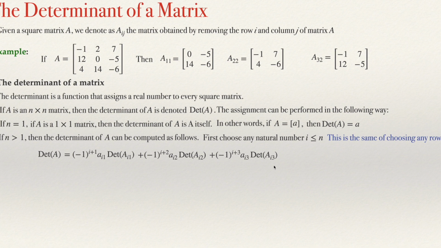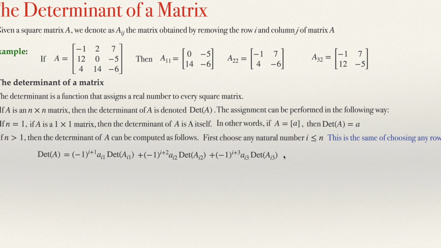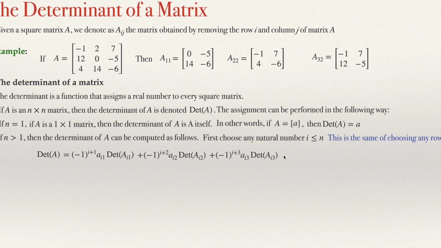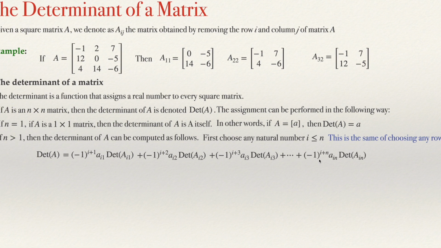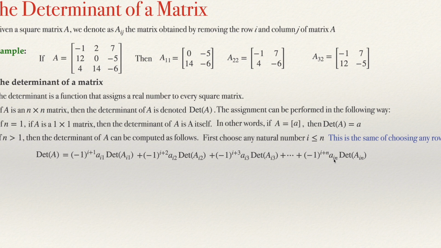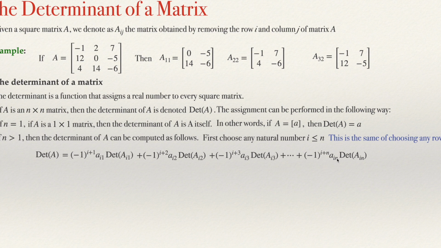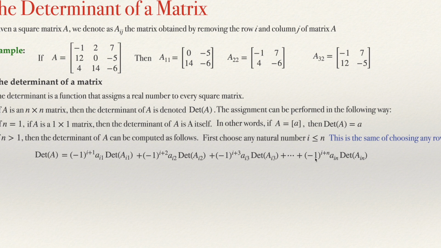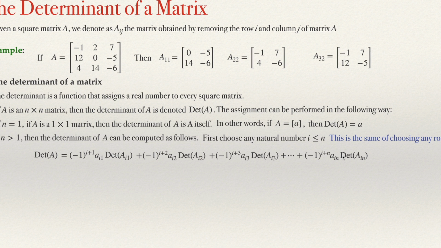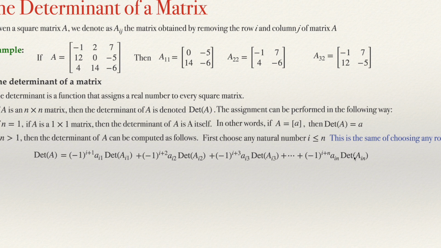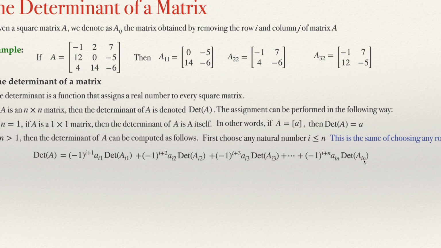So it's a lot of work, because we are going to continue in this row in this way, in such a way that we finish with the last term of this row, A sub In, when we raise minus 1 to the power I plus n, and we multiply by the determinant of the matrix in which we eliminate the row I and the column n.